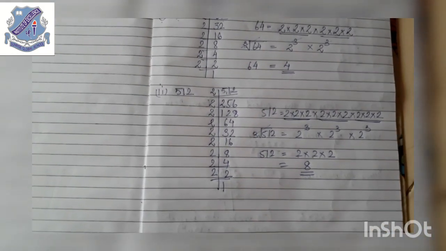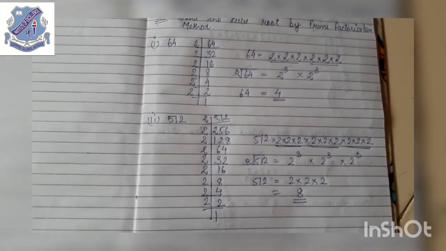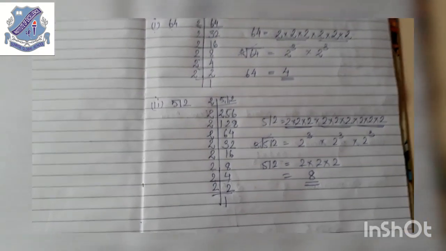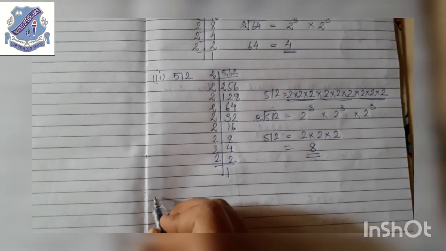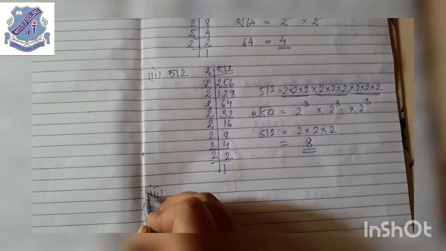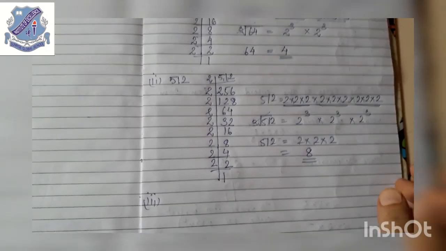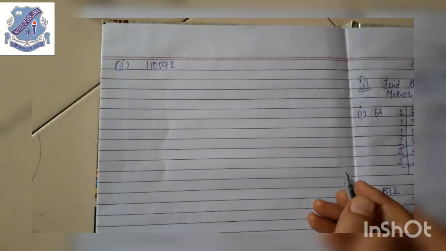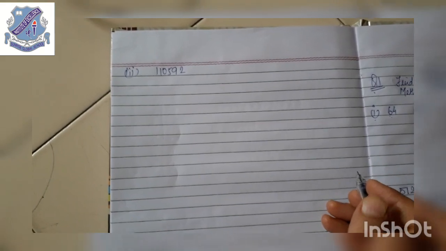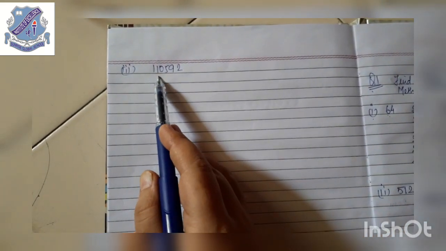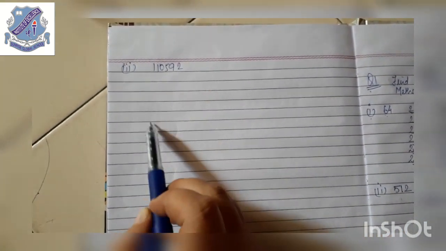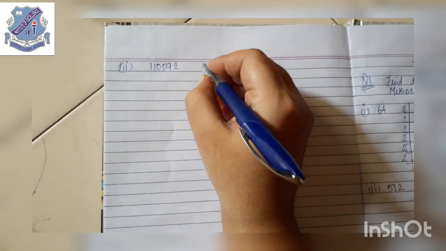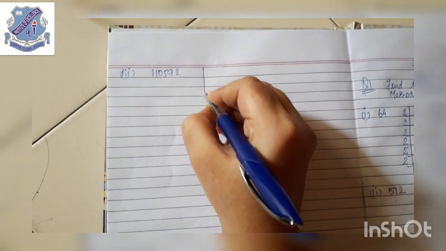Understood? I hope the method of prime factorization in both the sums is clear to you. We'll move on to the next sum. Now the next sum is a bit tricky one, or you can say a hard sum. So the number that we have over here is 110592. This is a quite long number, that is why I have chosen a blank page.